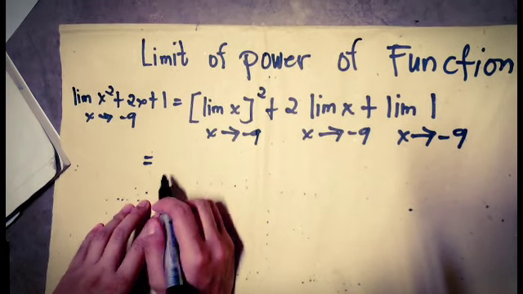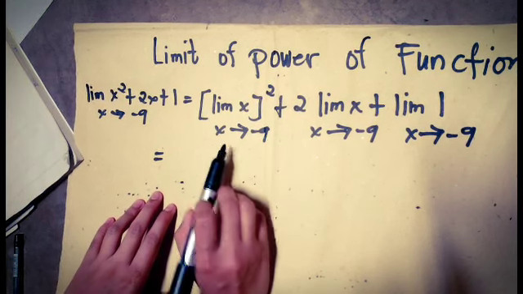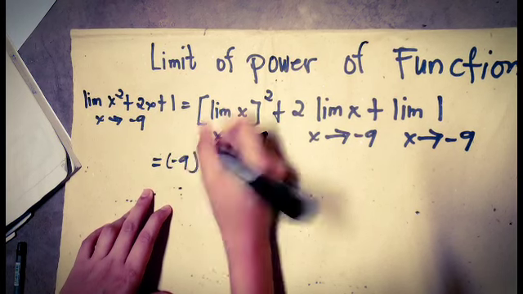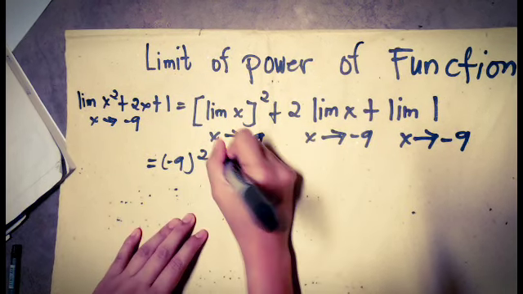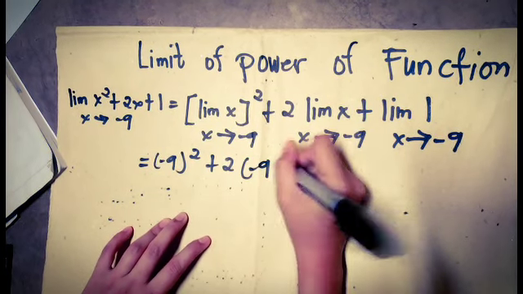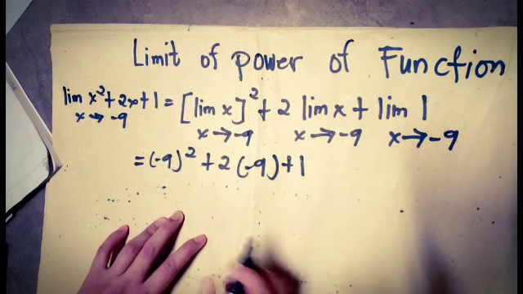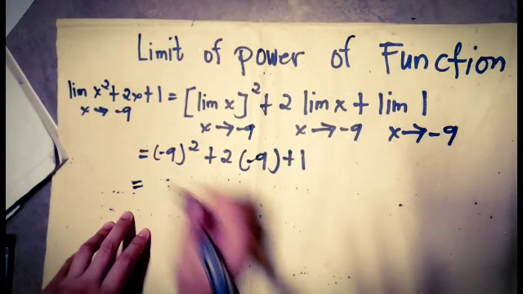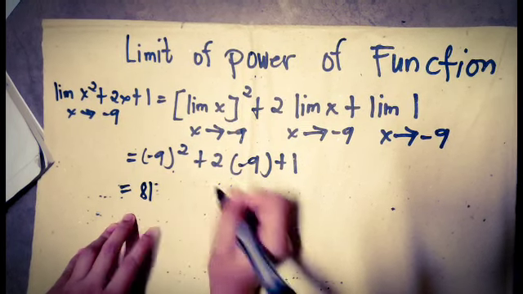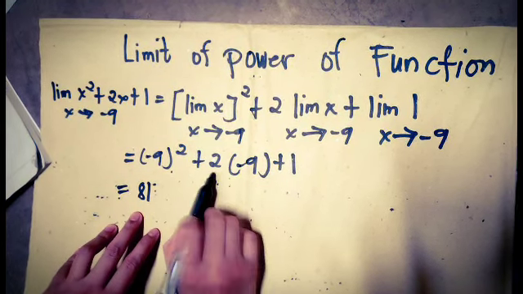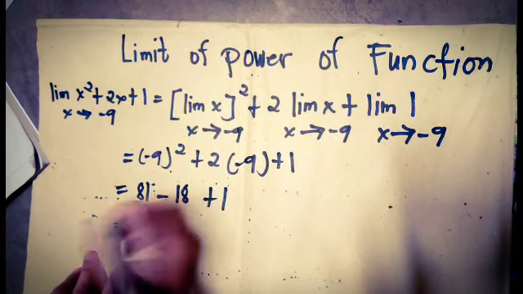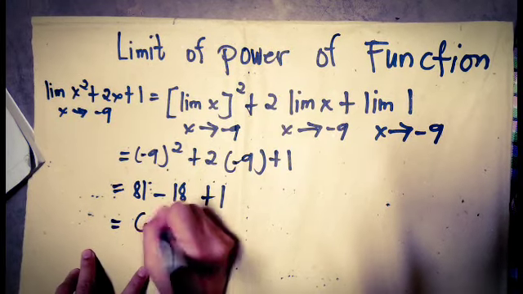Then the value of x is negative 9, so we substitute the x. It's negative 9 squared plus 2 times negative 9 plus 1. Then negative 9 squared is 81. Then 2 times negative 9 is negative 18, plus 1. Then the answer is 64.